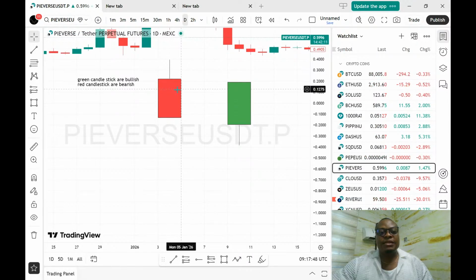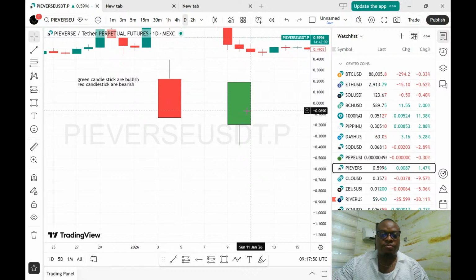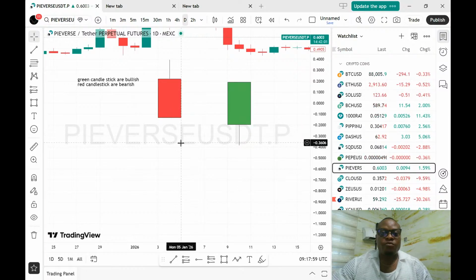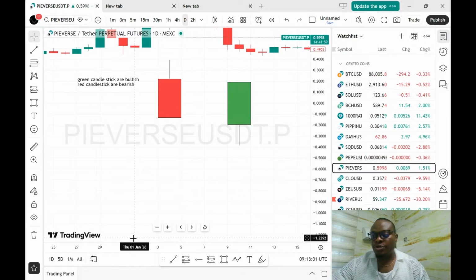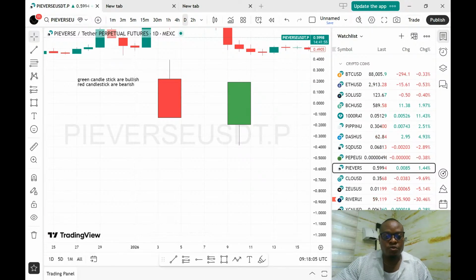Now, what makes this a bullish candle and what makes this a bearish candle? Let me explain why. We have what we call open and close. At every time interval, there is an open of a candlestick, which is the beginning of that candlestick, and there's a close of a candlestick at every time frame.